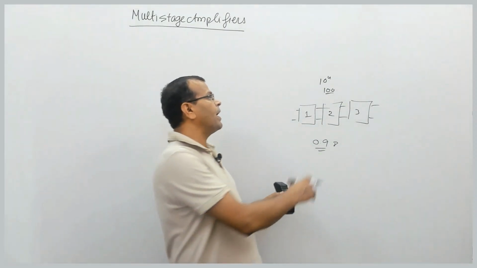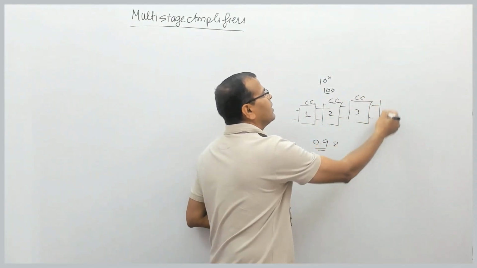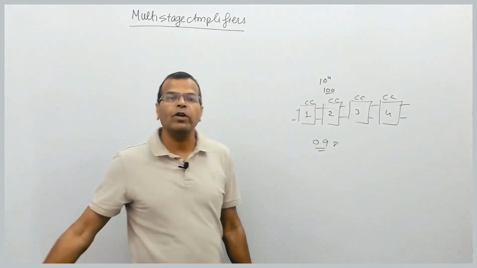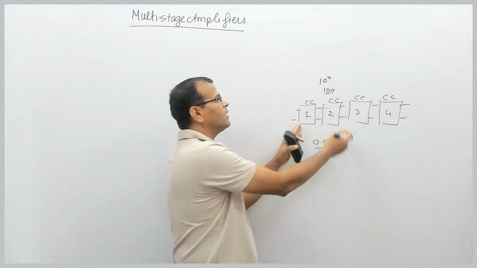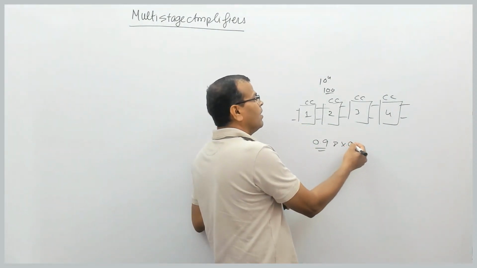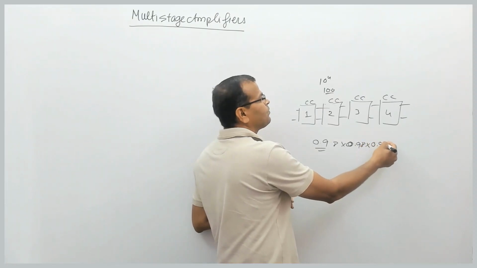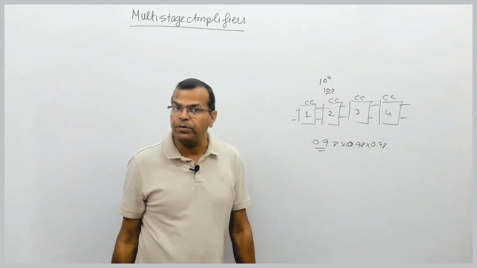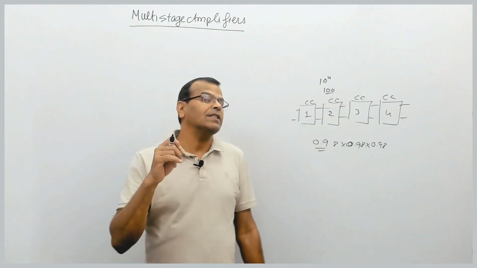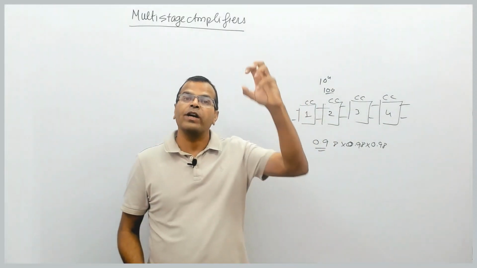So suppose this is common collector, this is common collector, this is common collector, and there are suppose 4 stages. This is the fourth one, and this is also common collector. In this case, the voltage gain of the common collector is low. So to get the overall voltage gain, I multiply this voltage gain 4 times. And when you multiply a quantity which is less than unity, the overall gain will go on reducing.